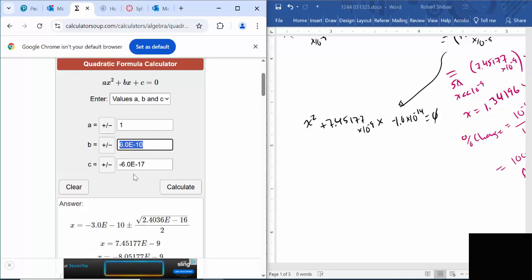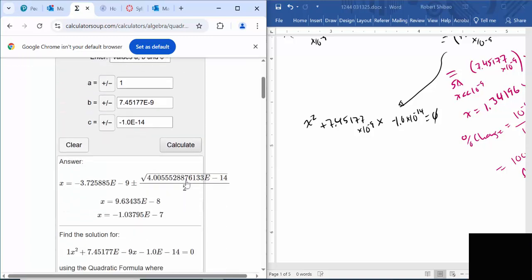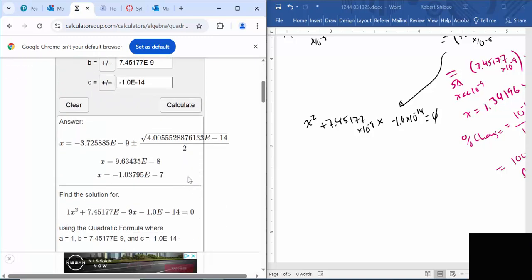Well, let's put this in. B is 7.45177 times 10 to the minus 9. C is negative 1 times 10 to the negative 14. 1e to the minus 14. Calculate. And so using the quadratic formula, we get an x equals 9.63435 times 10 to the minus 8.